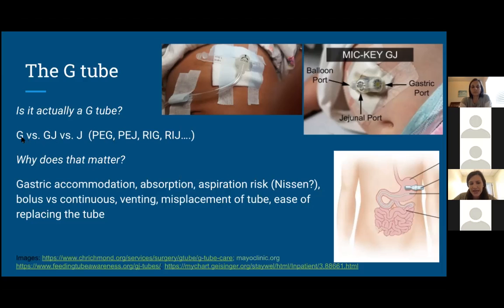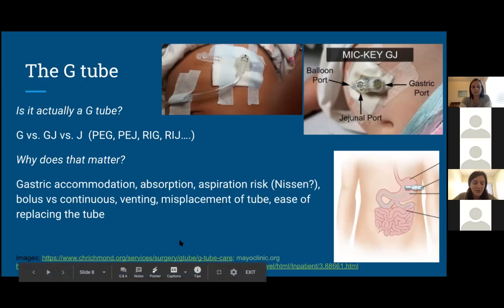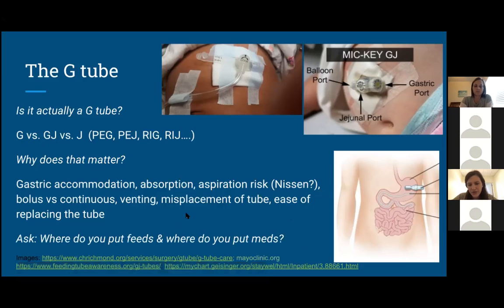Absorption, so certain medications as well as vitamins are absorbed in the jejunum versus the stomach, or are not absorbed if you give them transpylorically versus in the stomach. Aspiration risk. Some children with G tubes also have Nissens to help with the aspiration risk.